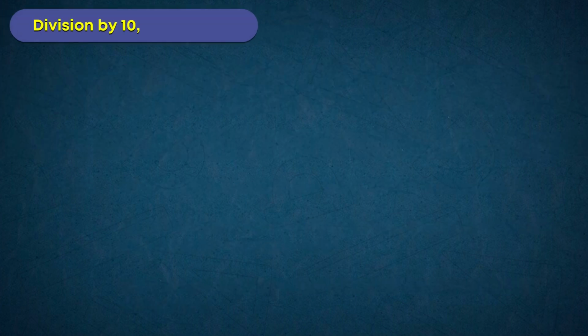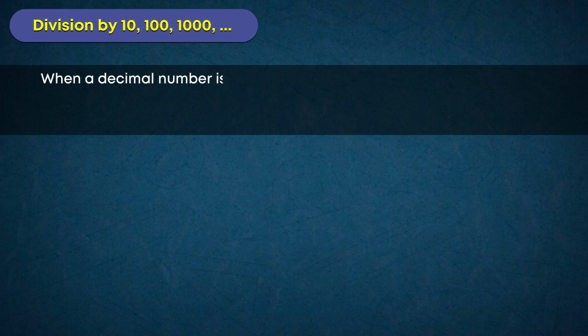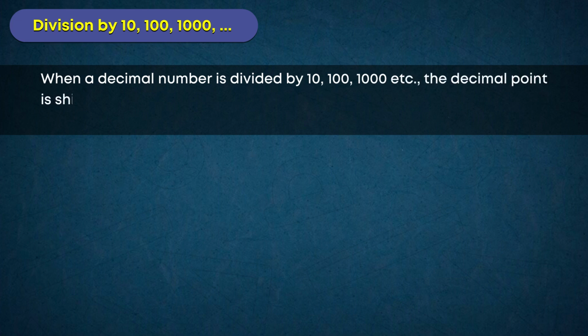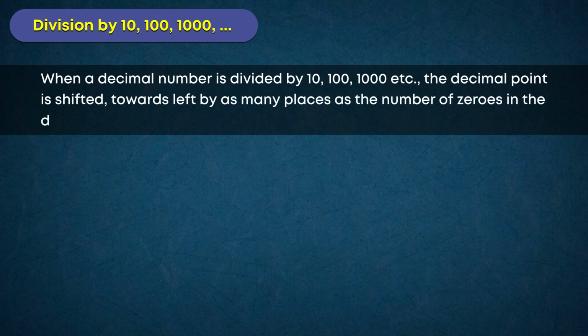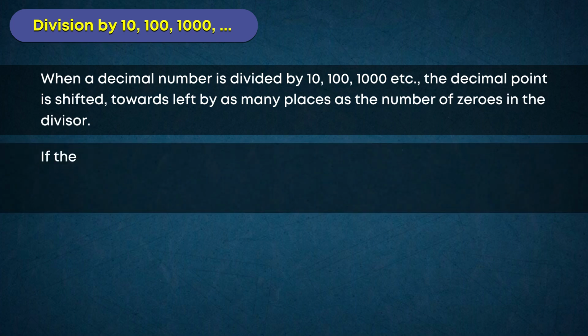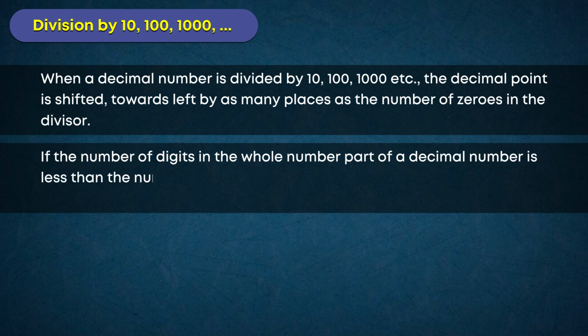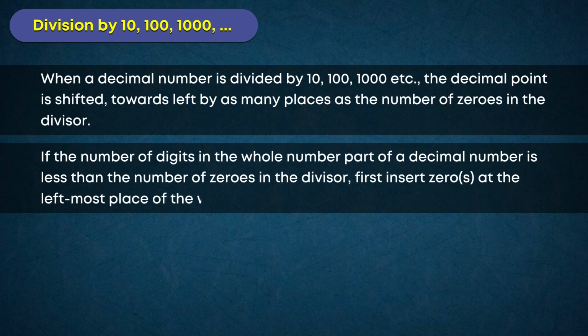Division by 10, 100, 1000. When a decimal number is divided by 10, 100, 1000, etc., the decimal point is shifted towards left by as many places as the number of zeros in the divisor. If the number of digits in the whole number part of a decimal number is less than the number of zeros in the divisor, first insert zeros at the leftmost place of the whole number part, then place the decimal point.